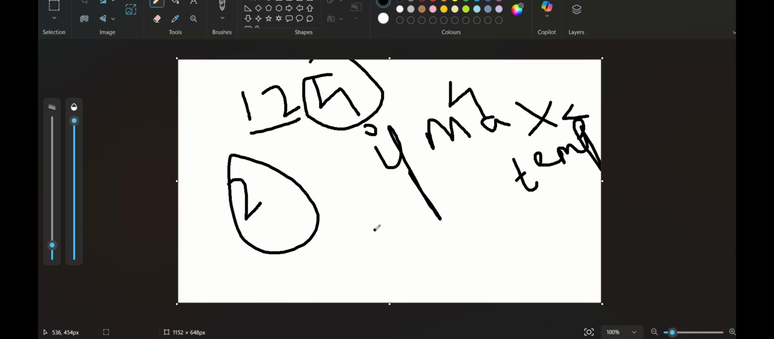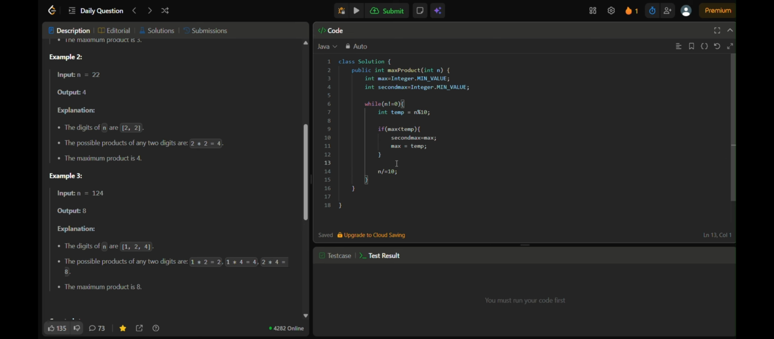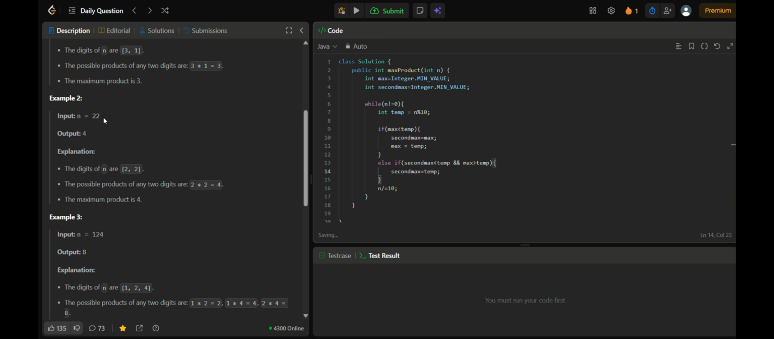The second max value should be smaller than max, right? So else if second max is smaller than temp, but the temp value is smaller than max value, so second max is equal to temp. But look into the second test case, the max value and second max value are both the same. So we need to put max greater than or equal to temp. Then only we get the second max value as 2.